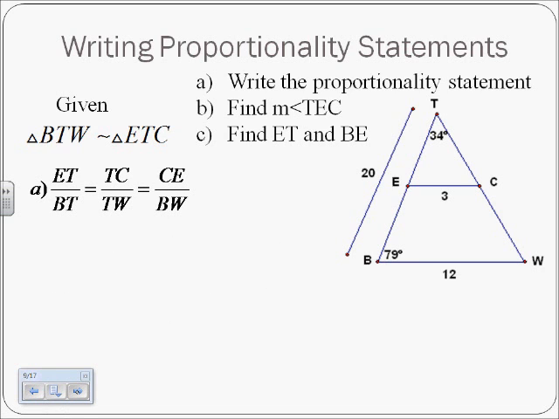So there we are with A. Side length ET over side length BT is equal to TC over TW, and lastly CE over BW is also equal there. So there's our proportionality statement.